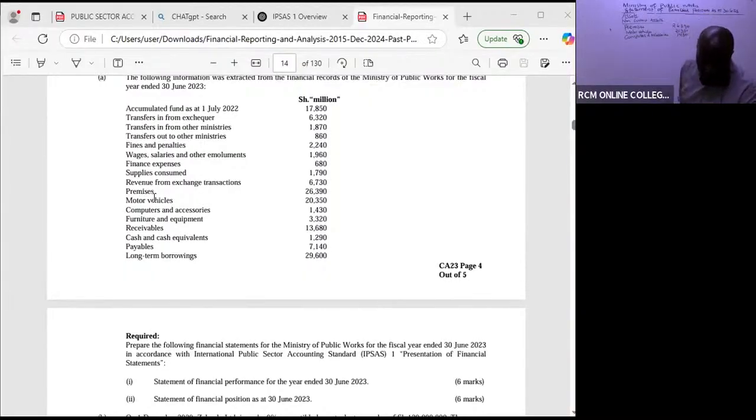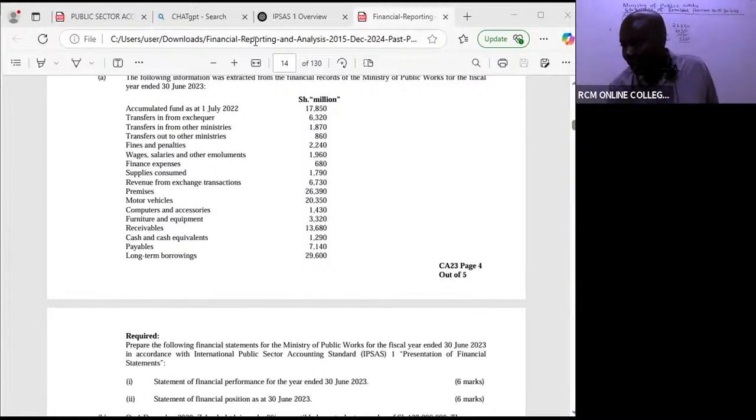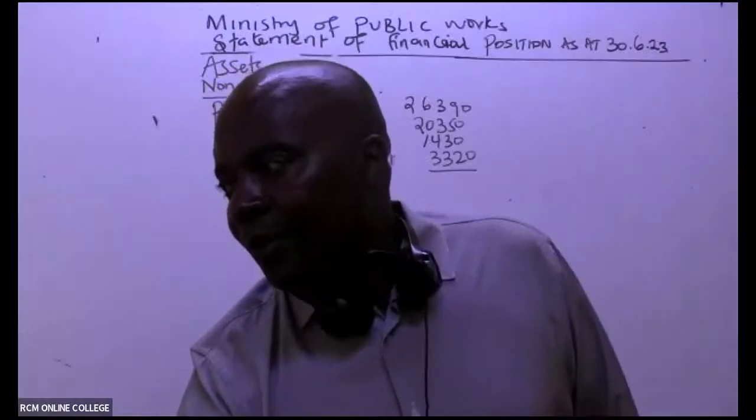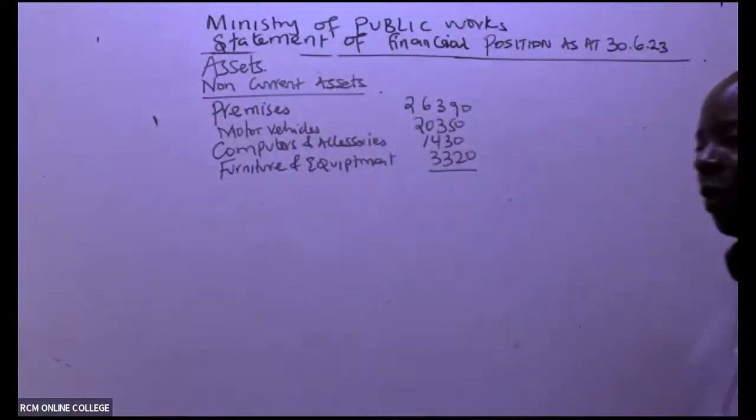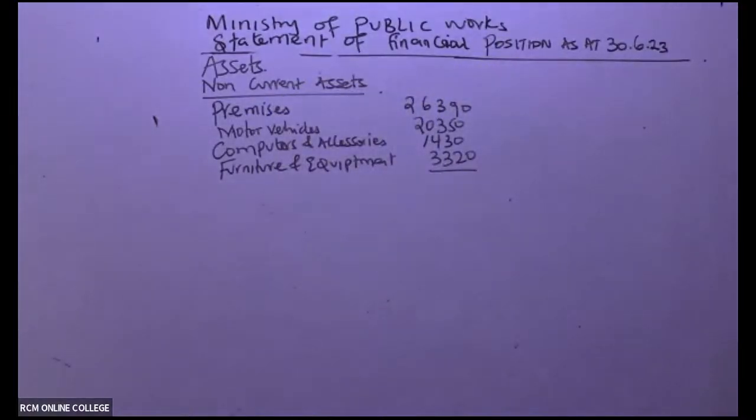And then we have, ladies and gentlemen, furniture and equipment. How much do we have there? 3320. Give me the total for our non-current assets. Is there somebody who can give me the total now for our non-current assets?